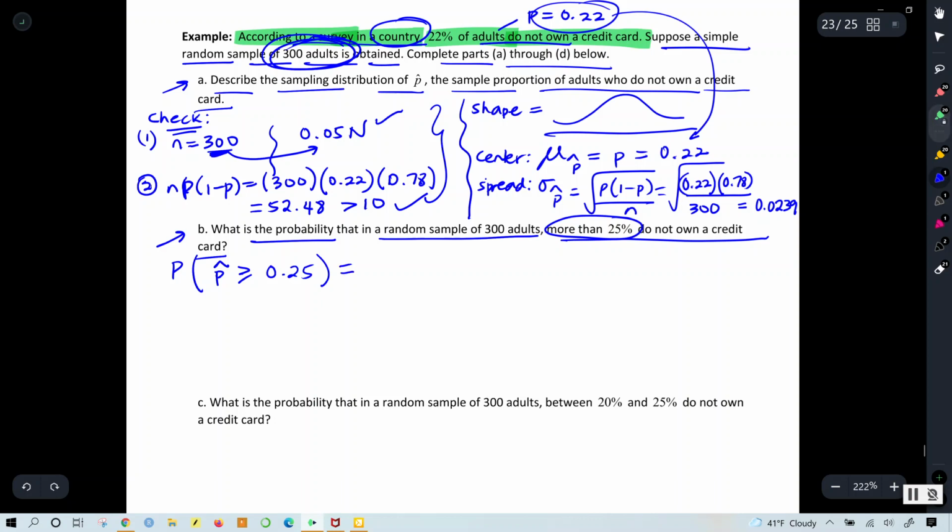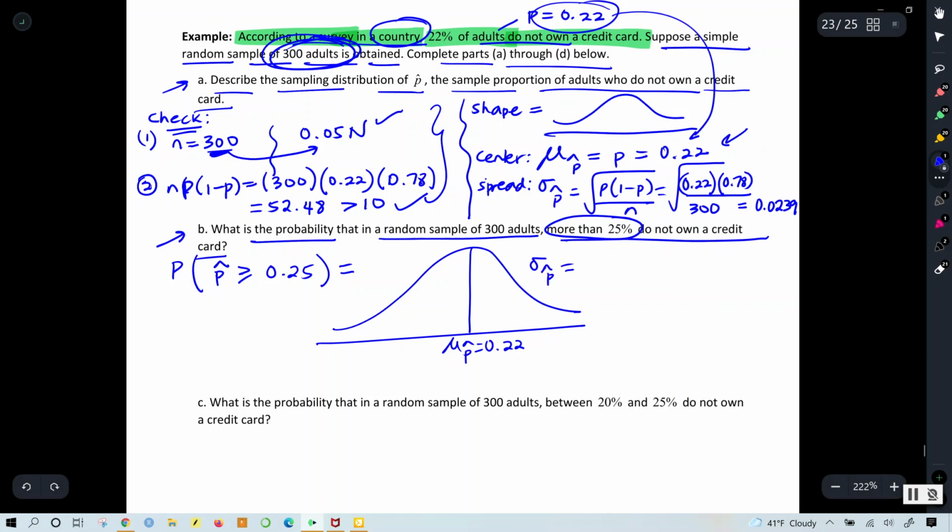So using the information we gathered earlier, which means we can use the normal distribution. The mean of P hat is 0.22. The standard error is 0.0239. Based on this, we would like to compute the probability connected with 0.25 and above. So let's see. I'll key in these parameters in StatCrunch. So let me do that.